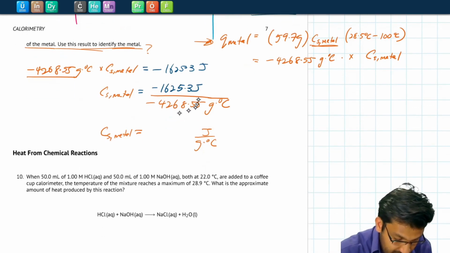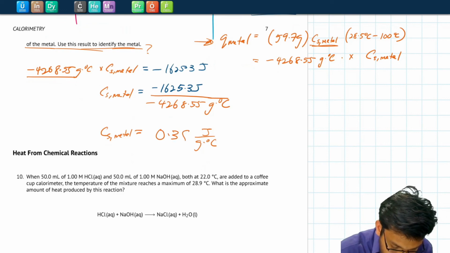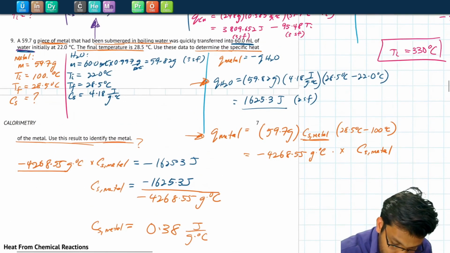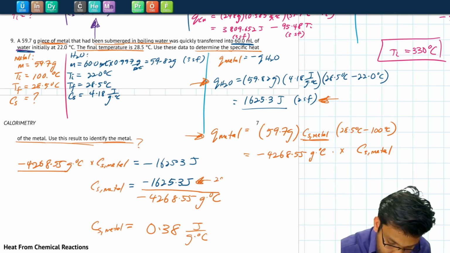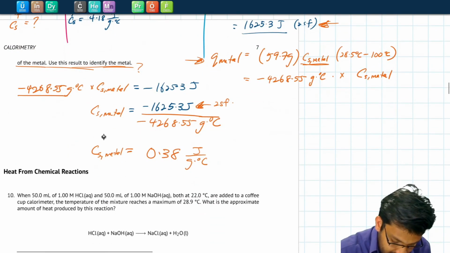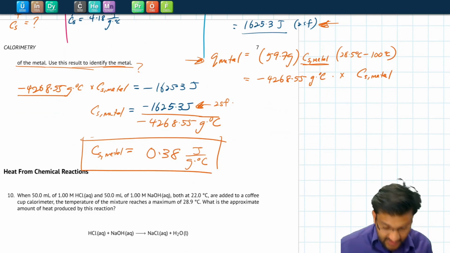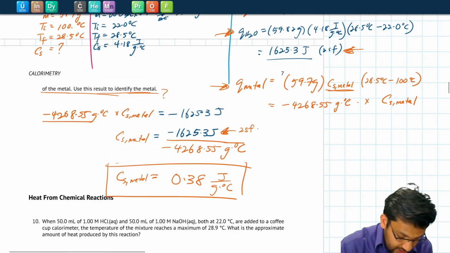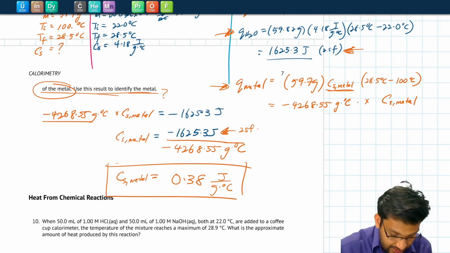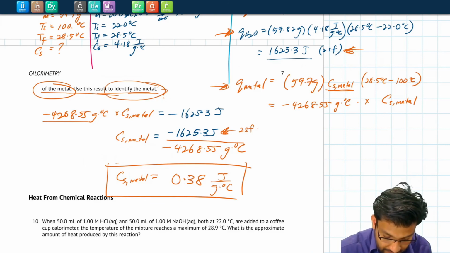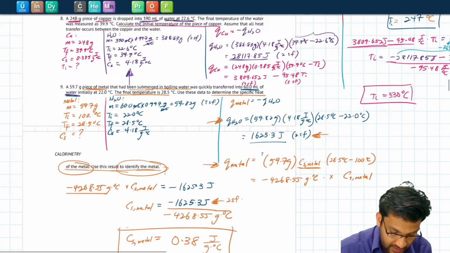And you punch these numbers into your calculator, you'll get a number like 0.38. Remember, up here, this was just 2 sig figs, so our answer will only have 2 sig figs. So that's the specific heat capacity of the metal, which is the first part of the question. The second part of the question is identify the metal. So we have 0.38 joules per gram per degree Celsius.